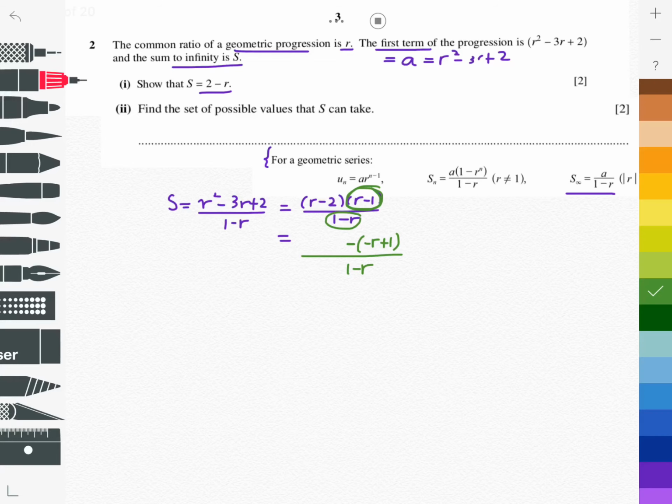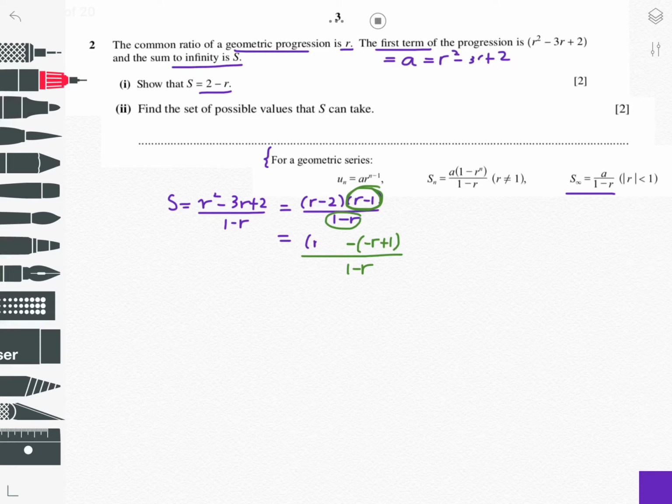Let's keep the R minus 2 from the upper part. Do remember to put a multiplication here, otherwise you will get confused because of the notation. I cancel this and I end up with negative R minus 2, which equals 2 minus R. So the first part is quite simple.